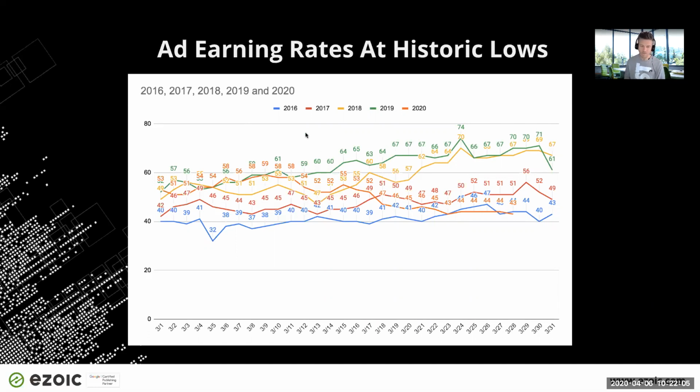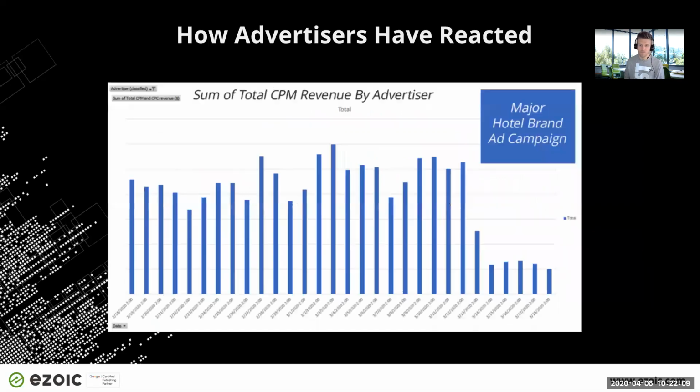So we are really seeing historic lows in overall ad earnings from publishers, and this is largely because of things like this, where you'll see this is a major hotel brand ad campaign. You can see right around here on the 13th of March, they've really started turning down their overall spend on their campaign. So a lot of the advertisers that are having to hunker down, in many cases asking for government bailouts, are the ones that are turning down their campaigns.